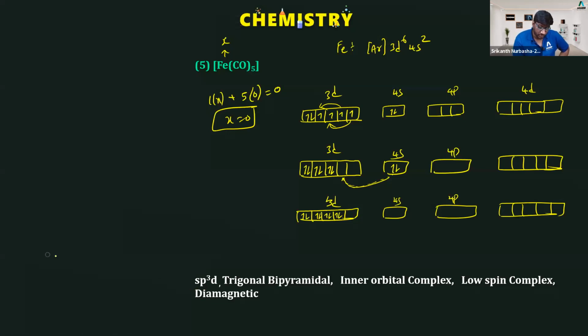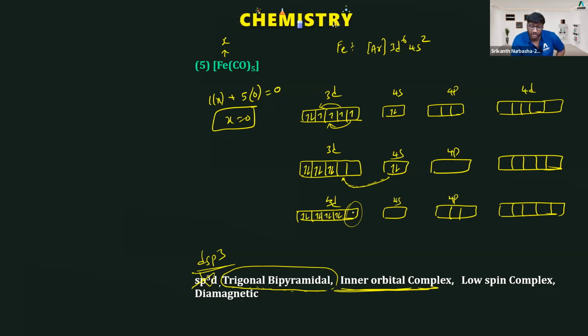You make a change here. It is dsp3. So one 3d orbital, which is an inner orbital, is also empty. The 4s is empty, and in the 4p you have 3 orbitals which are empty. So it will be dsp3. dsp3 will have trigonal bipyramidal shape. Inner orbital or outer orbital? Inner orbital is used, so inner orbital complex.